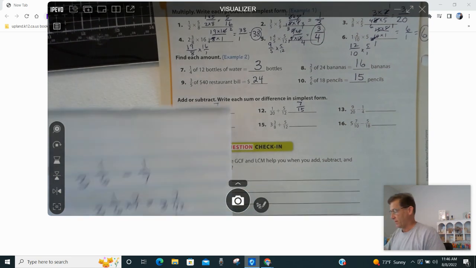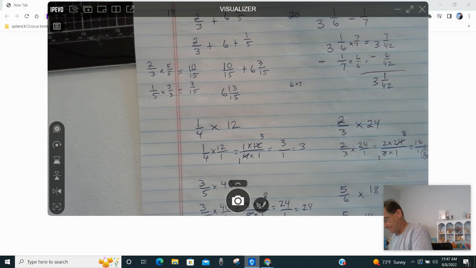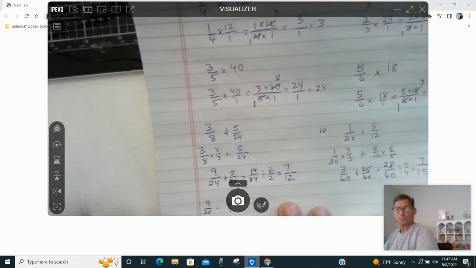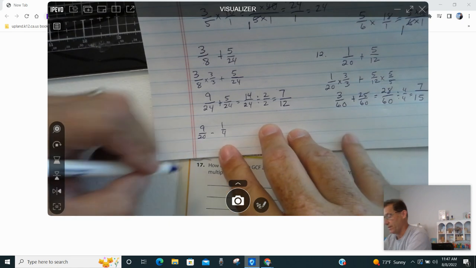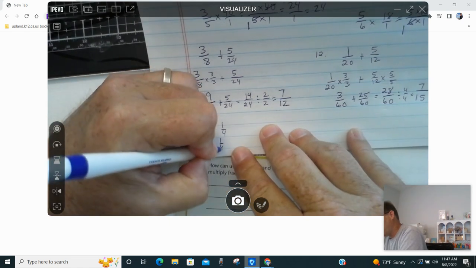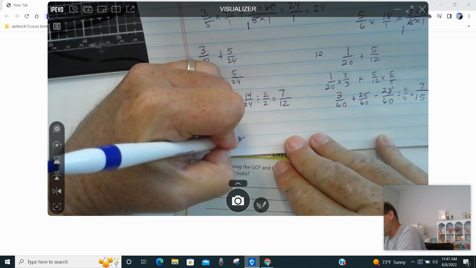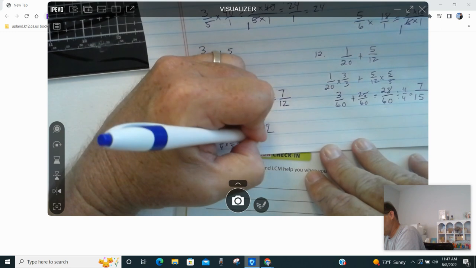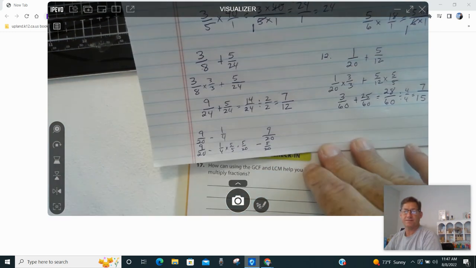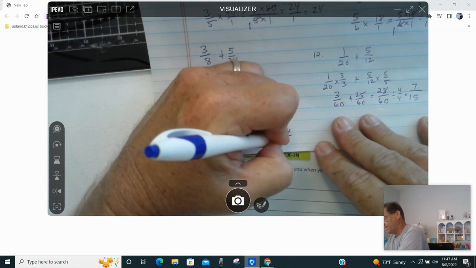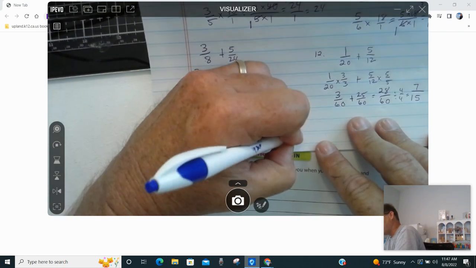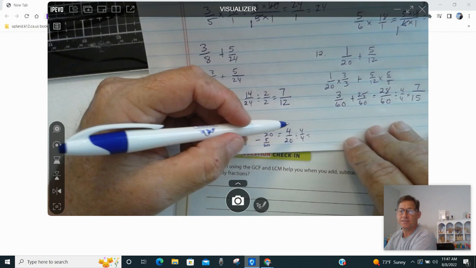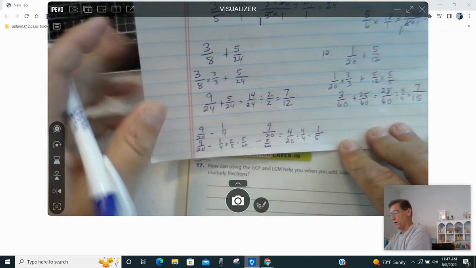Number 13, 9/20 minus 1/4. Okay, I'm going to look at the smaller denominator 4. Can it become 20? Yes, by multiplying by 5, right? So 1/4 times 5/5 would be 5/20. So we have 9/20 minus 5/20. 9 take away 5 is 4/20. Well, those are both even numbers, so I know I can reduce it by at least 2. But 4 is a factor of 20. So let's simplify by using the greatest common factor, 4. So 1/5.